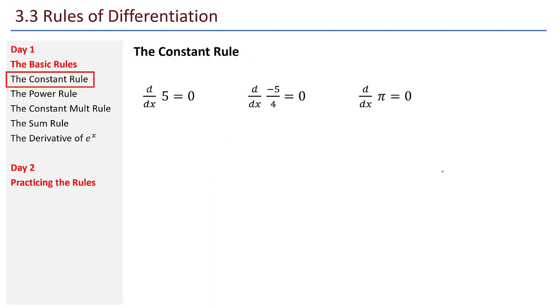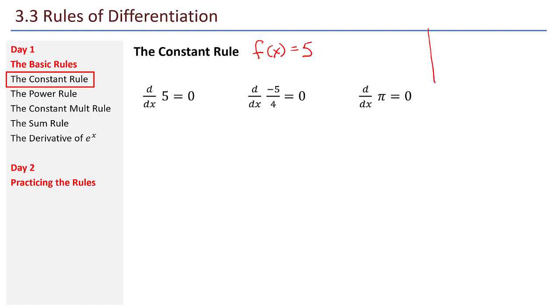The first rule is the constant rule. A constant actually is a function. I can say I have a function f of x equals 5. So this is a constant function. So f of 2 is 5, f of 17 is 5, f of negative 91.8 is 5, f of anything is 5. It's a constant function. So the derivative of a constant function turns out to be 0. The derivative of a constant is 0. The derivative of 5 is 0. The derivative of negative 5/4 is 0. The derivative of pi is 0.